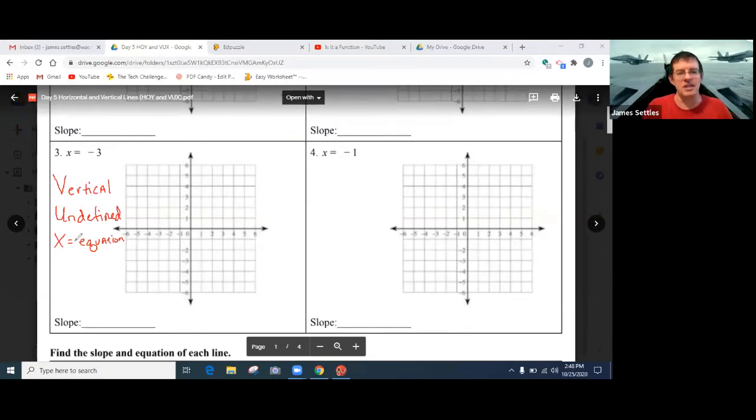Also, we said this was an x equals equation, so it has to cross the x-axis. And so, like I said, these are all connected together. So when we go back and look at this equation, I know it's got to cross the x-axis at -3. So here's -3 on the x-axis, and it has to cross it. It is a vertical line, and the slope is undefined.